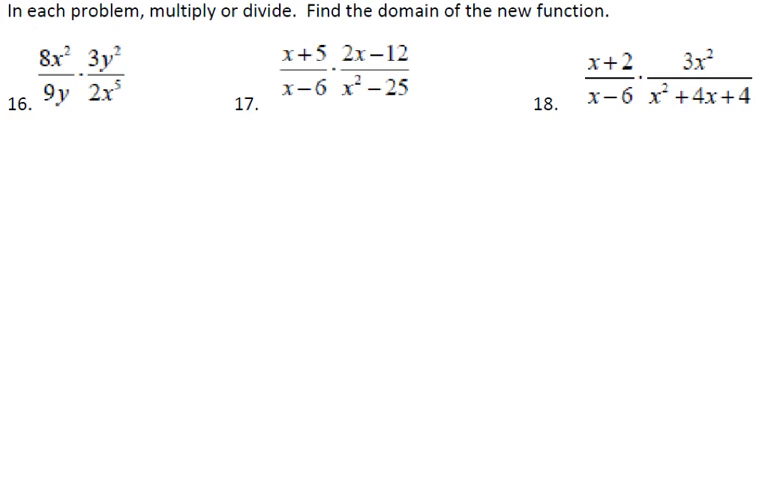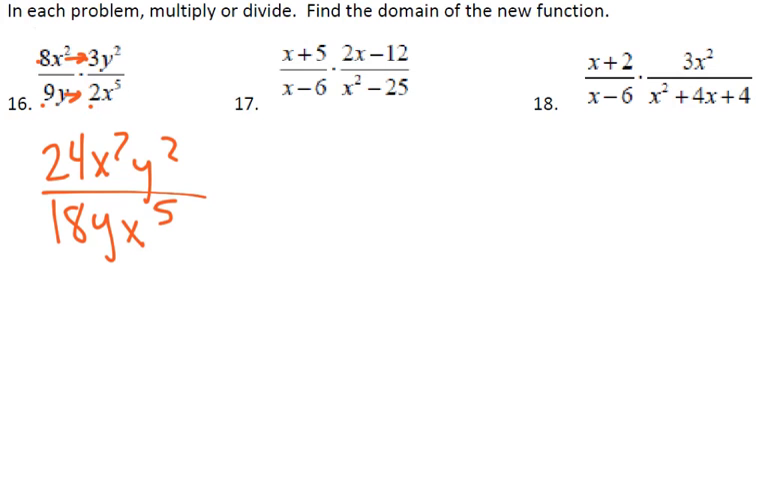So multiplication here, we're going to multiply across top and across the bottom. So 8 times 3 gives us 24, x squared, y squared. Now 9 times 2 gives us 18, y, x to the 5th. So now we look to simplify. Well, 18 is like 3 times 6, 24 is like 4 times 6, x squared is 2 x's. So you can write it out like this.